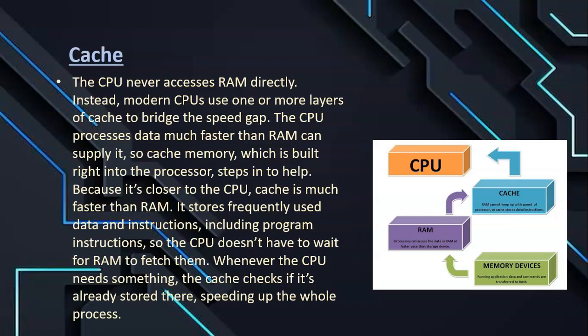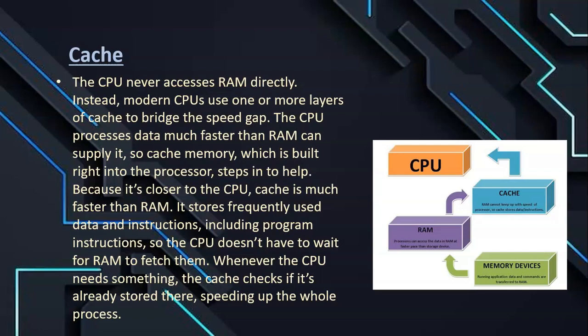Cache. The CPU never accesses RAM directly. Instead, modern CPUs use one or more layers of cache that bridge the speed gap. The CPU processes data much faster than RAM can supply it. So cache memory, which is built right into the processor, steps in to help because it's closer to the CPU. Cache is much faster than RAM.